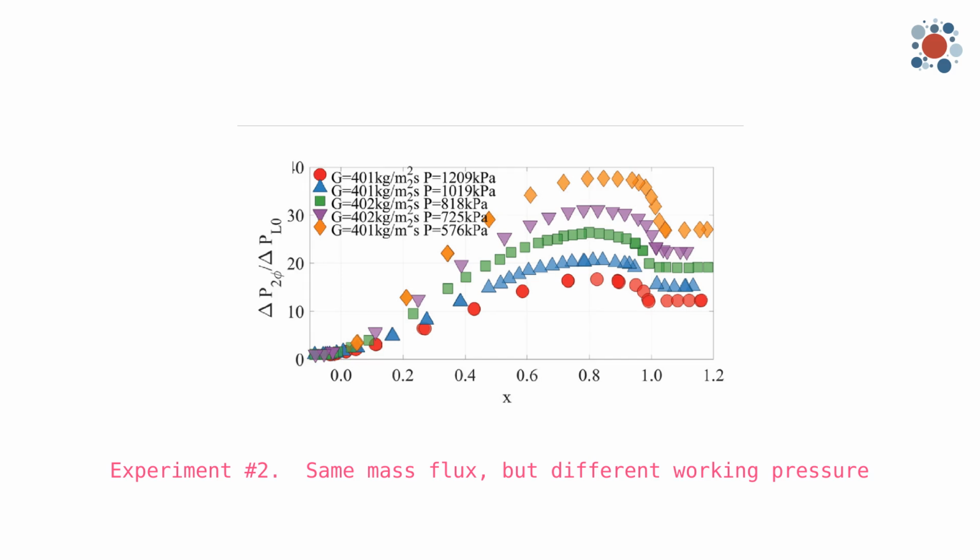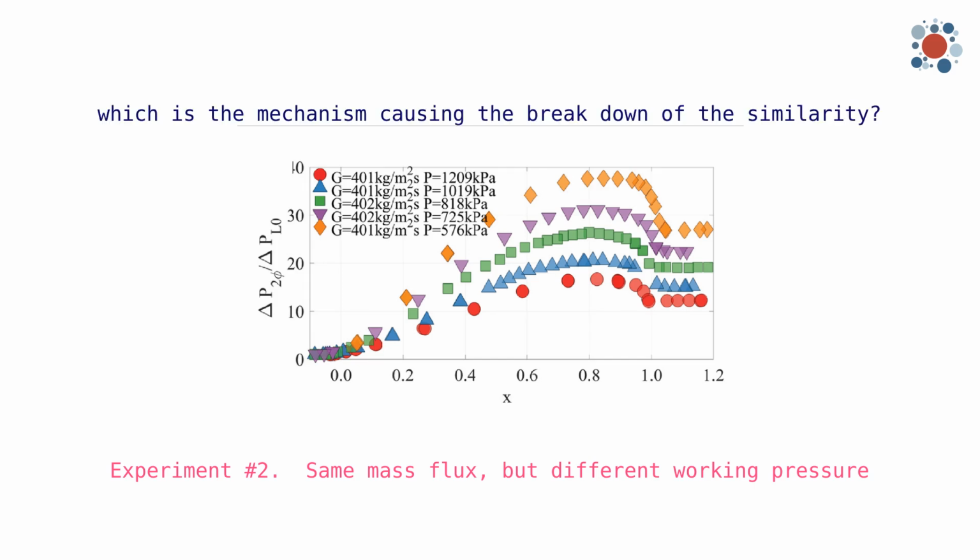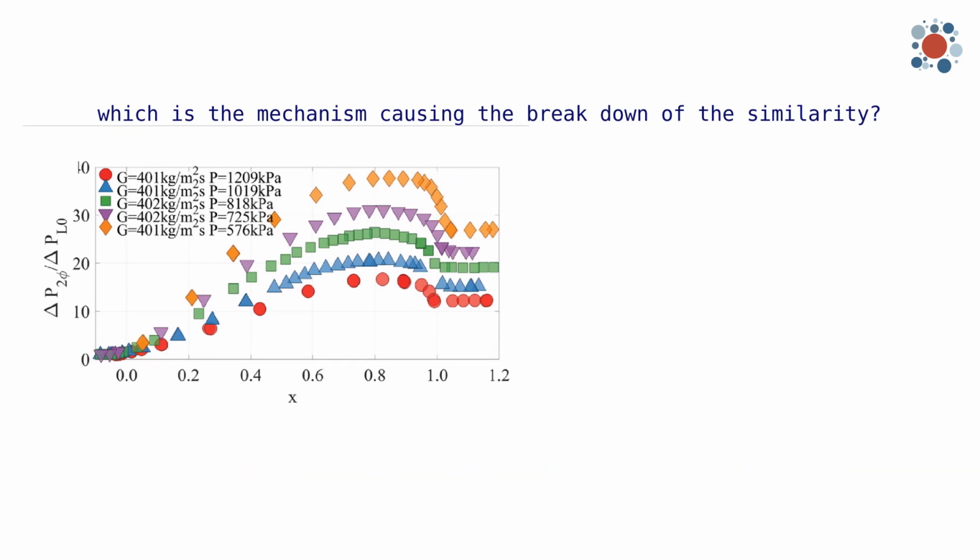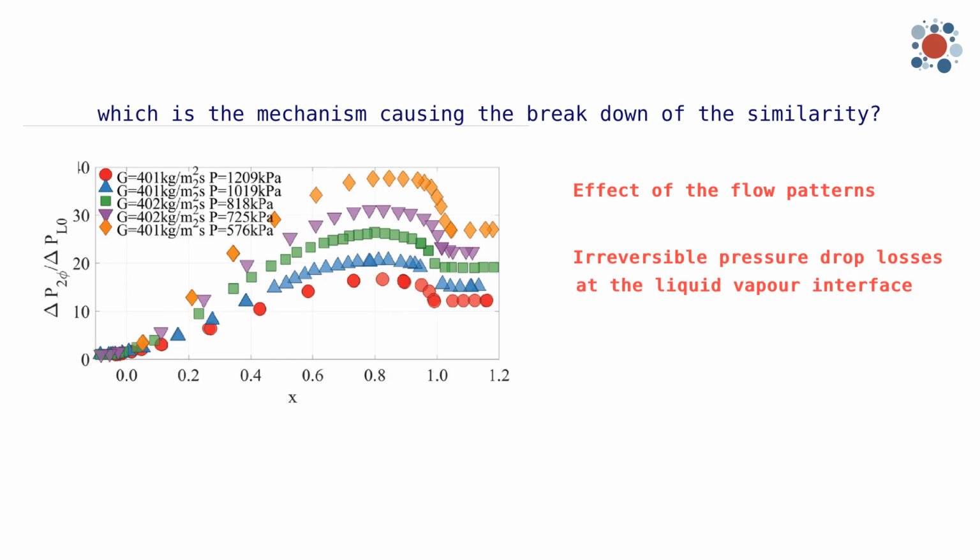So now, the main question is which mechanism causes the breakdown of the similarity, and if there exists a transformation that can recover it. It is possible to hypothesize that the breakdown of the similarity is caused by changes in the flow patterns, and thus influenced by the surface tension, or by irreversible pressure drop losses at the liquid-vapor interface and thus influenced by the liquid and vapor viscosities, or by changes in the flow velocity caused by changes in the liquid and vapor densities.